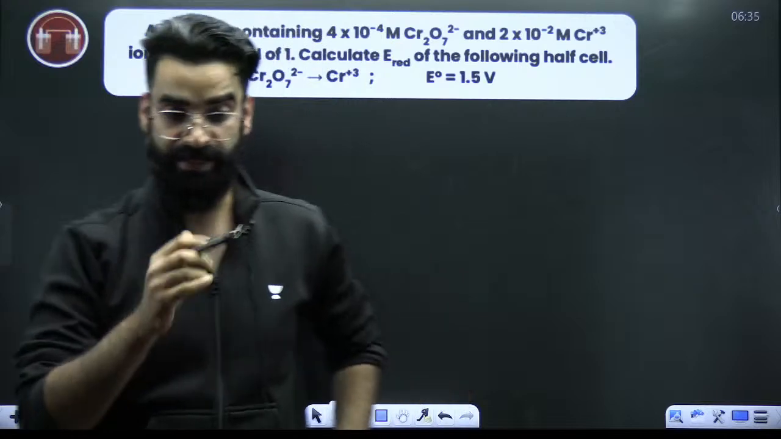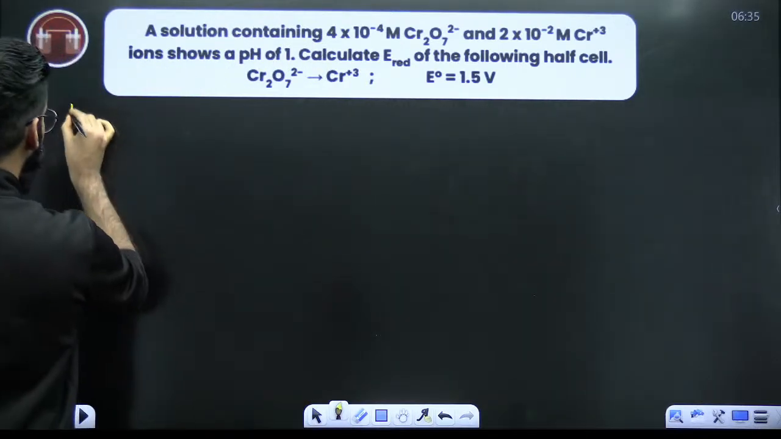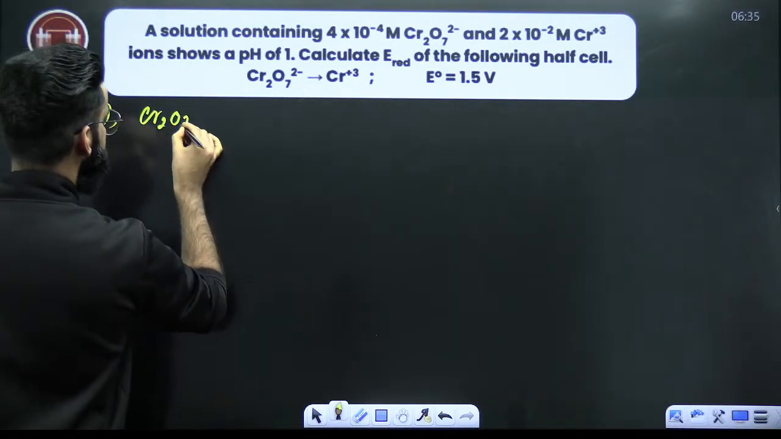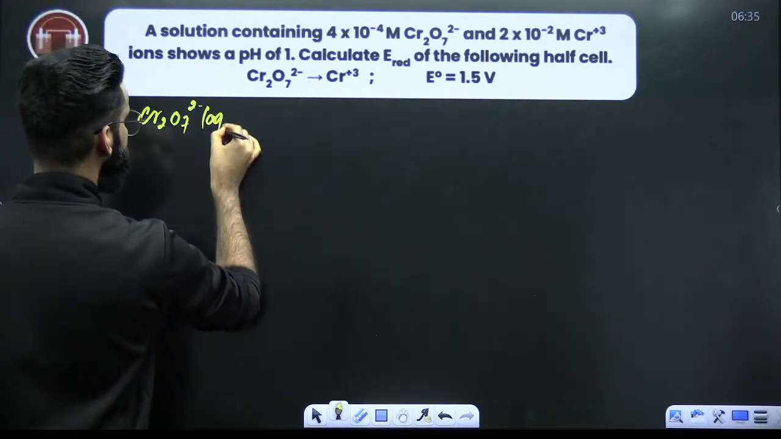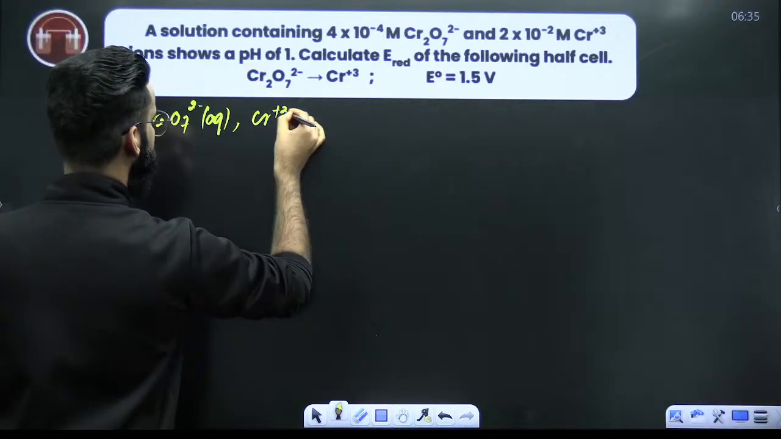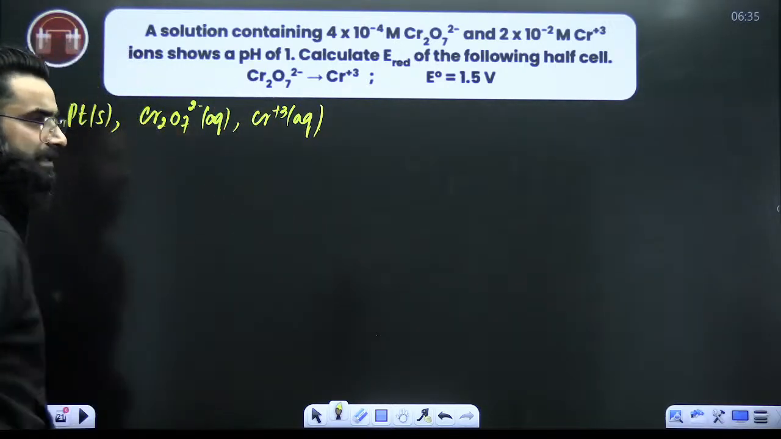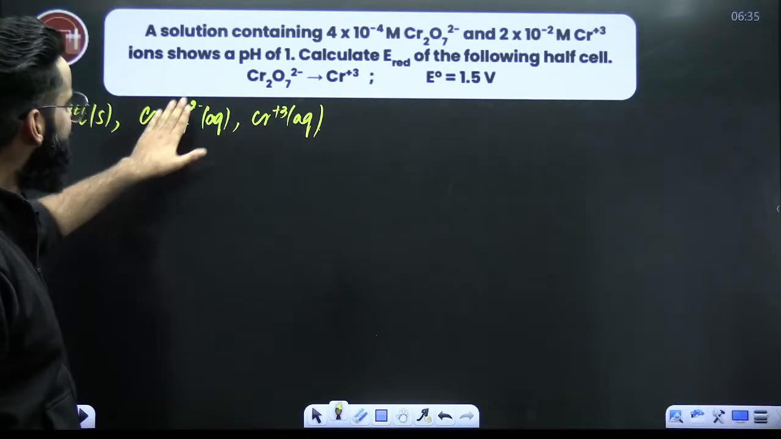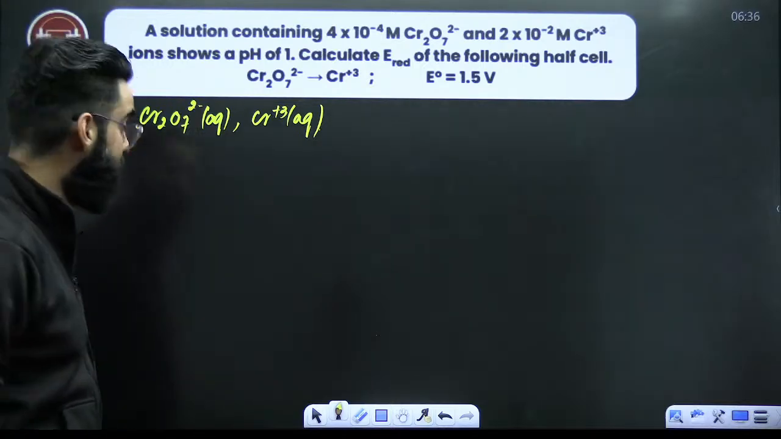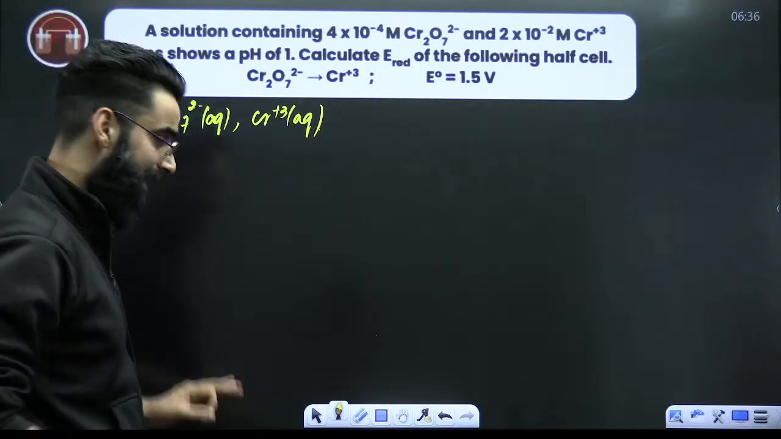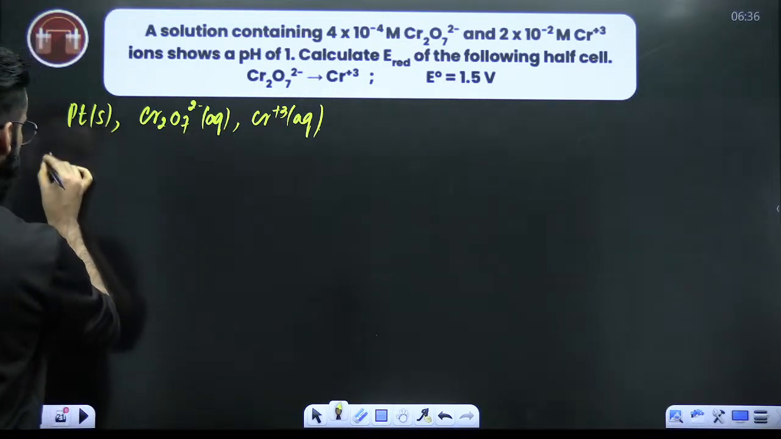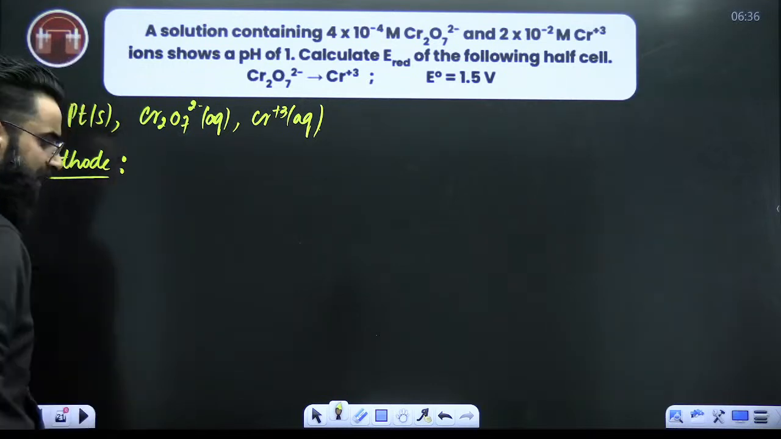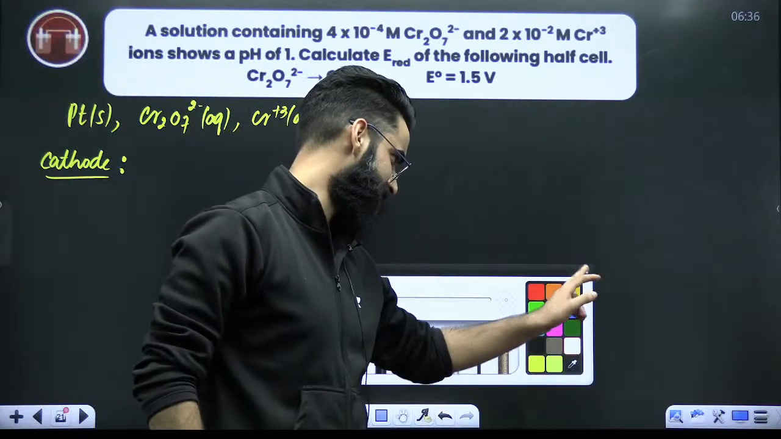So as per the question, we are given a half cell, and the half cell is like this. Platinum solid, Cr2O7 dinegative, Cr tripositive. This is your half cell, correct? Now, my dear students, what you need to calculate? You need to calculate the reduction potential of this half cell. In order to calculate it, I'll make sure this half cell behaves like the cathode, because at cathode only reduction takes place, right?